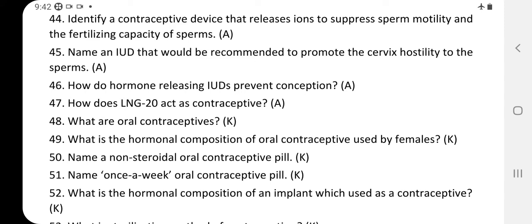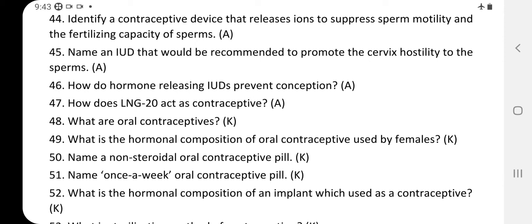I'll repeat the 45th question. Name an IUD that would be recommended to promote the cervix hostility to the sperms. As I said, that is the hormone releasing IUDs. Now the 46th question is, how do hormone releasing IUDs prevent conception? The hormone releasing IUDs avoid the conception by making the uterus unsuitable for implantation.